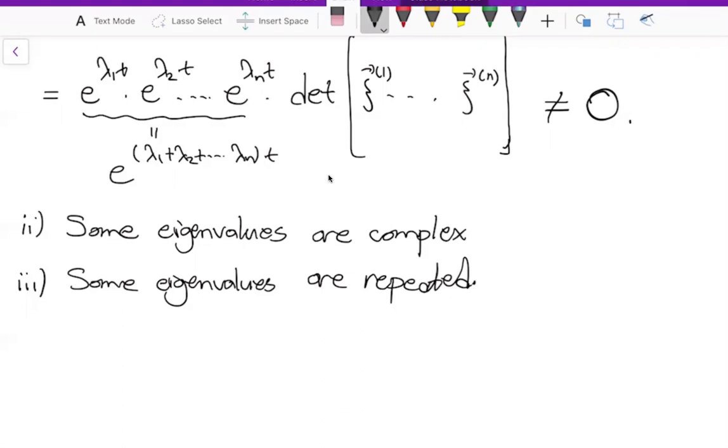So if you want to write the solutions x equal to e to the lambda t times c, all the c's must be linearly independent. Otherwise you may not be able to get enough solutions to write the general solution. In that case you have to do something else, and you will see that later.